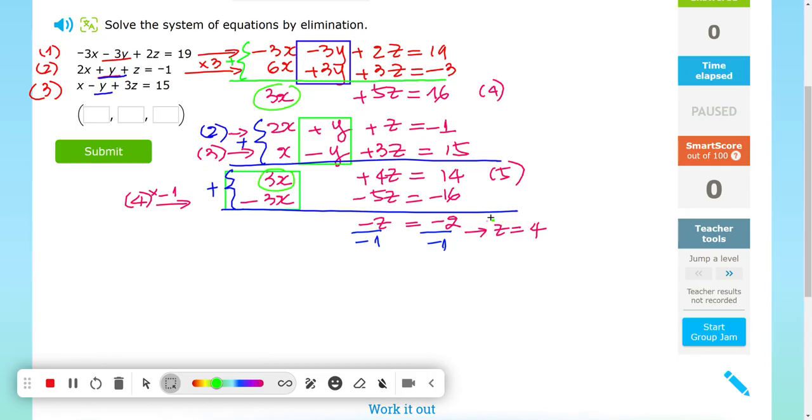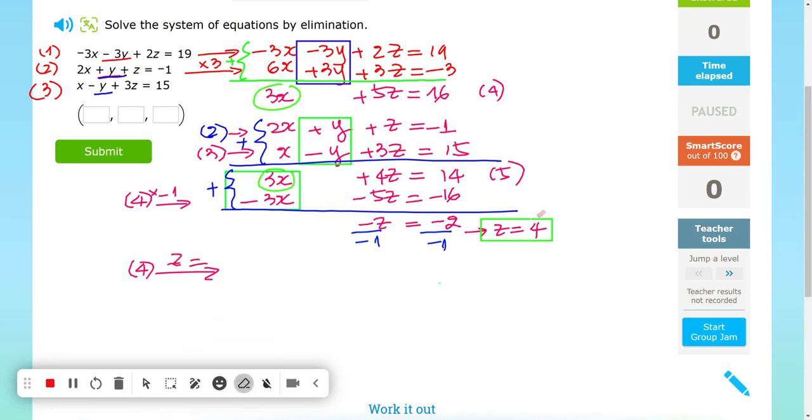Let's box it so you can see. Now that I have z, I need to find x or y. But take a look at equations number 4 and number 5: you have only two unknowns. So if you know z, the next unknown I should find is x. So I can go back to equation number 4 and substitute z equals 2. I put number 2 down for the z, right there.